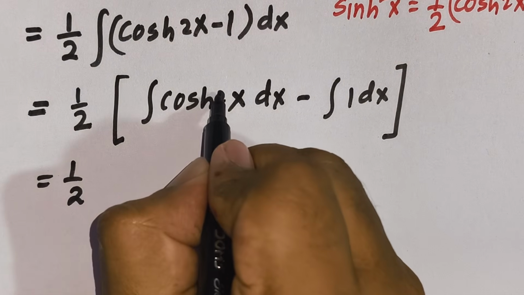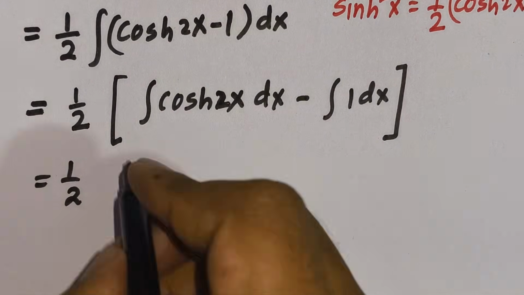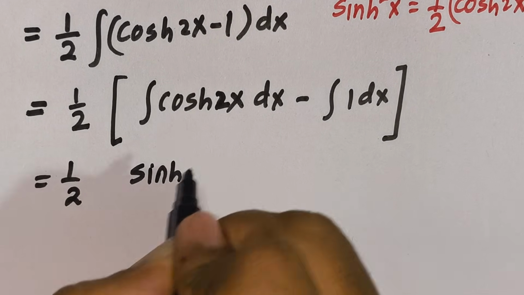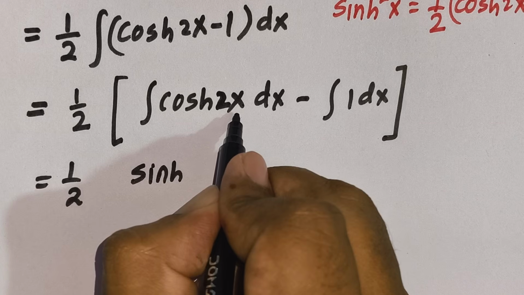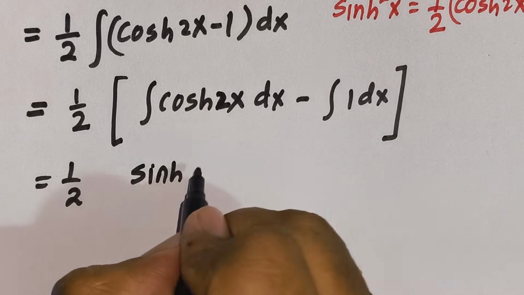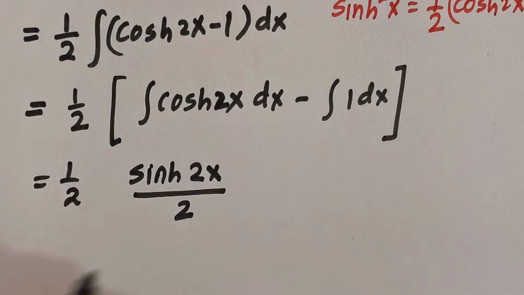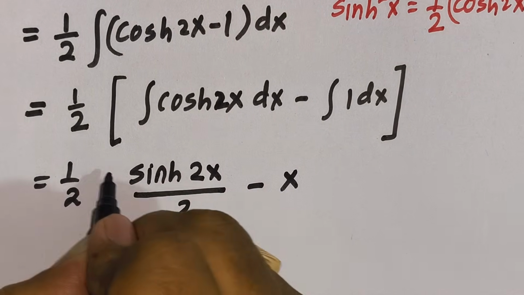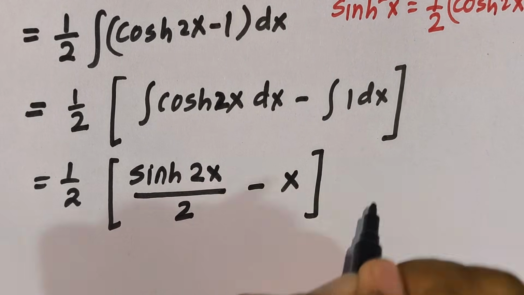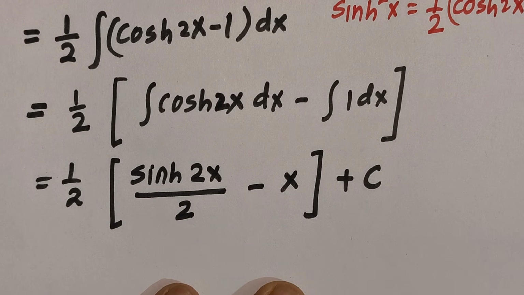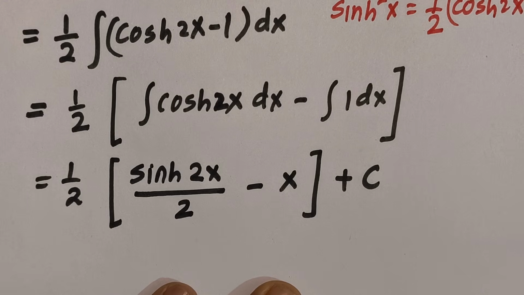So what is this integration? This is not square, this is 2x. Integration of hyperbolic cosine is hyperbolic sine, and this is a linear function of x, so this is 2x plus 0. So you will have sinh 2x divided by 2, and minus, the integration of 1 is x, plus arbitrary constant c. So this is the integration of hyperbolic sine square x dx.